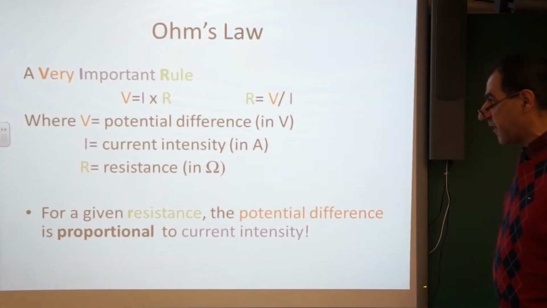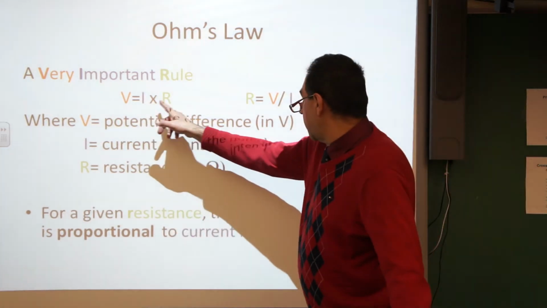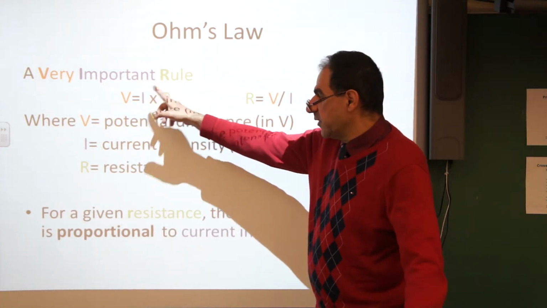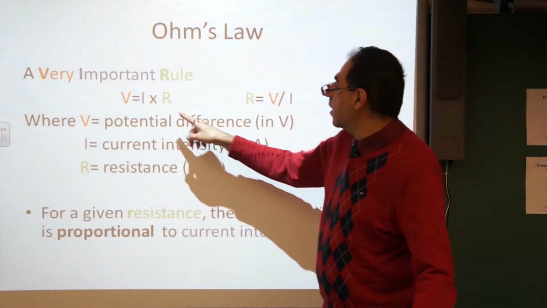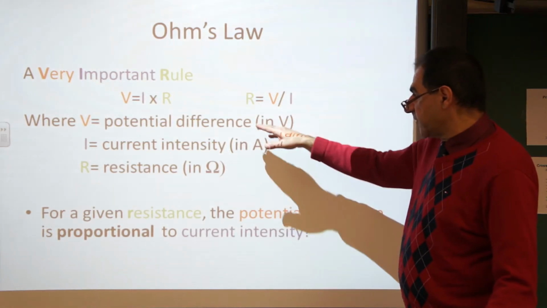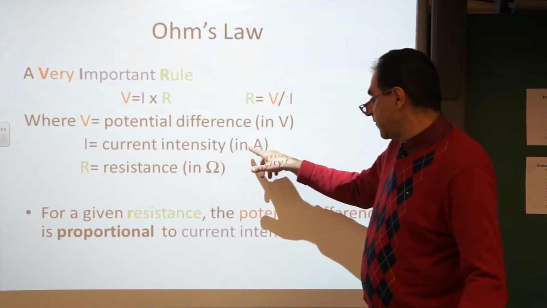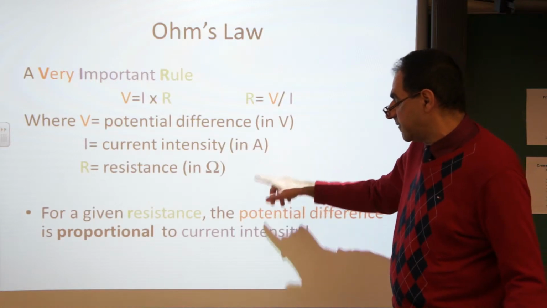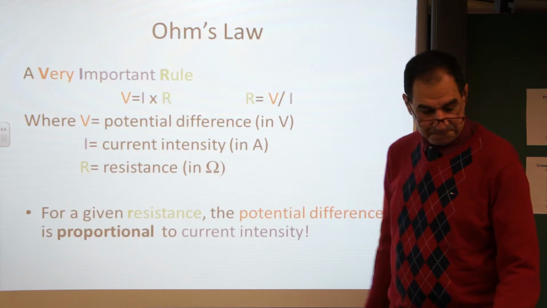Ohm's law again, very, very important rule. V equals IR, and you could rearrange the values: R equals V over I, or I equals V over R. So remember, V is our potential difference measured in volts, I is our current intensity measured in amps, and R is your resistance measured in ohms.